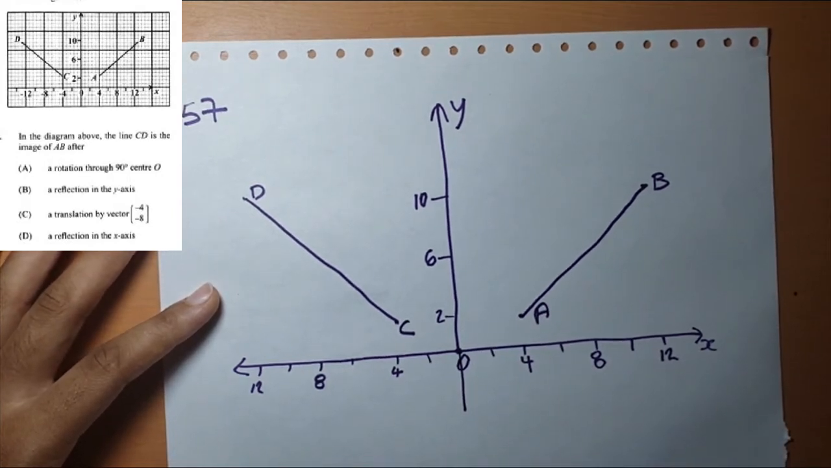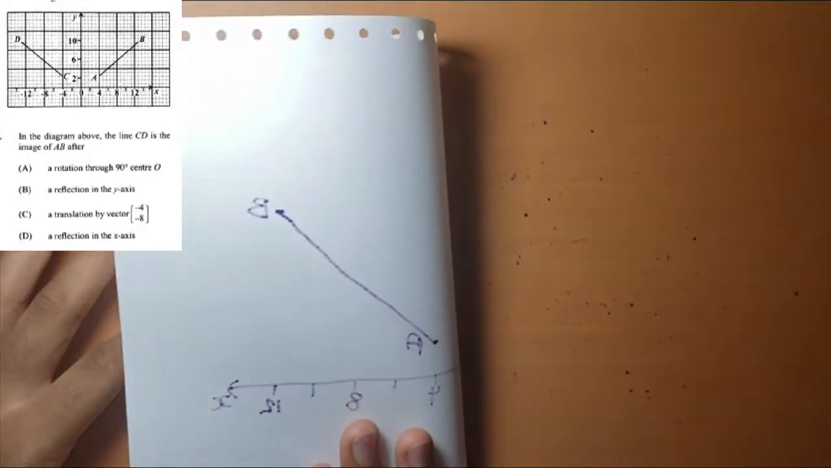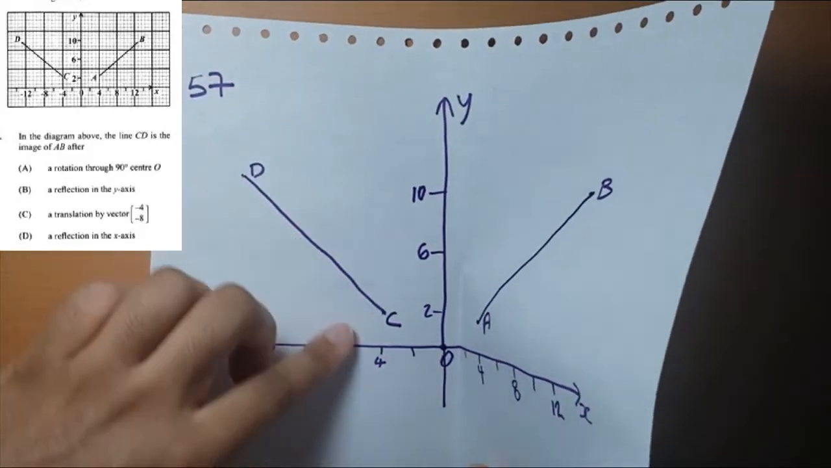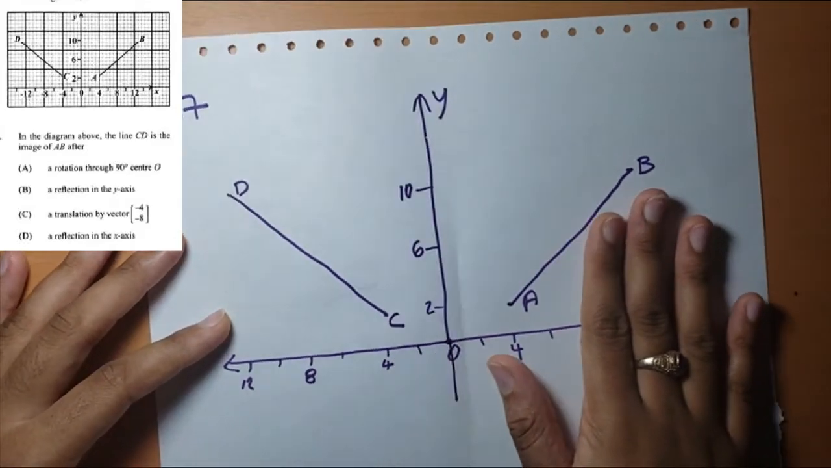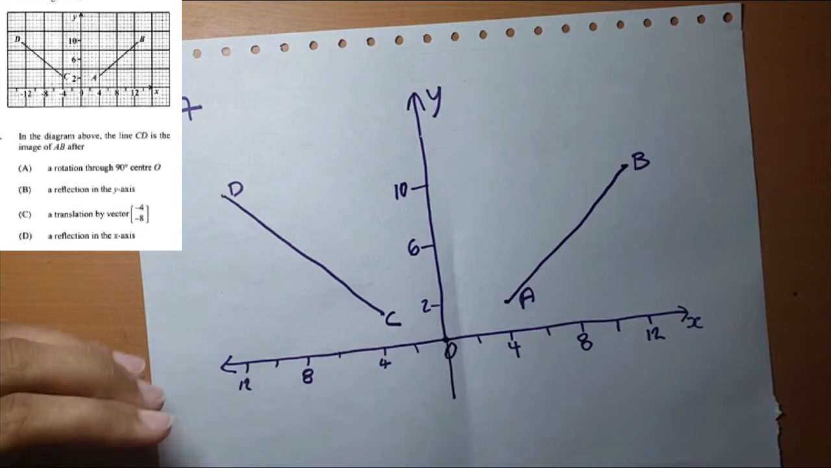Is it a reflection in the y-axis? So a way you can know reflections, this is my favorite one, is just by folding your exam paper or any paper, and you realize that if they meet up, it would be a reflection. So the answer is B. But for the sake of this video, let us continue.